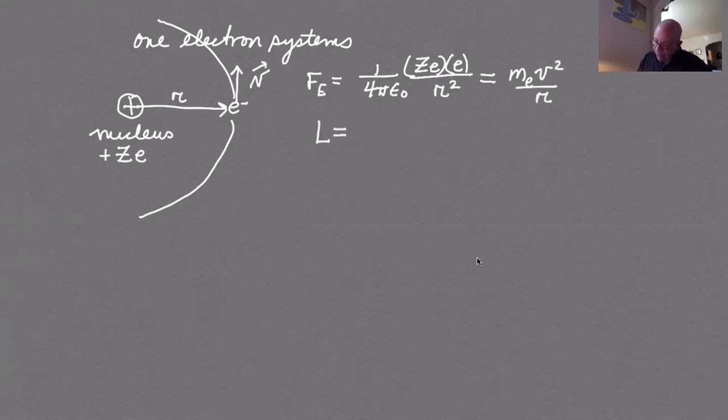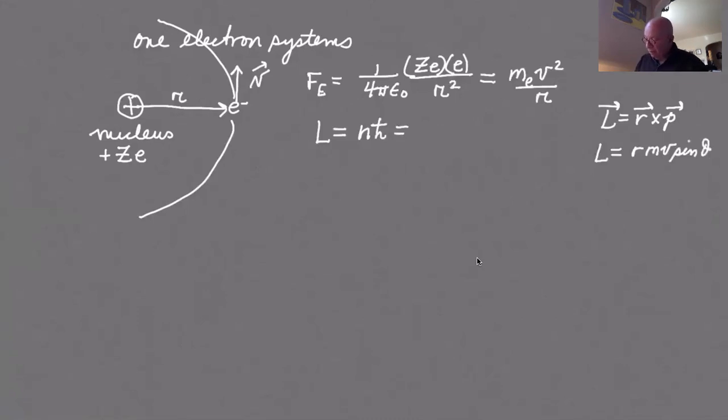We know that the angular momentum, through postulate number 2, is quantized. And you will recall the angular momentum is r cross p. The magnitude of the angular momentum is going to be r m v sine theta, where theta is the smallest angle between the radius vector and the linear momentum vector. Theta is 90 degrees, sine of 90 degrees is 1, and so the magnitude of the angular momentum is r m v.